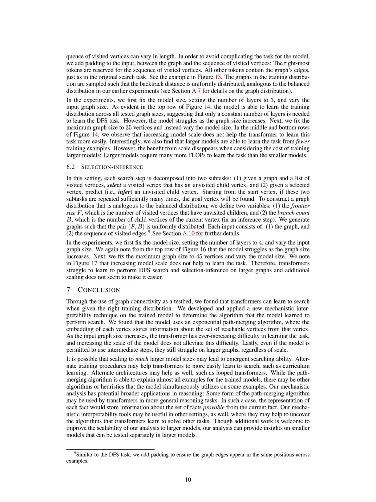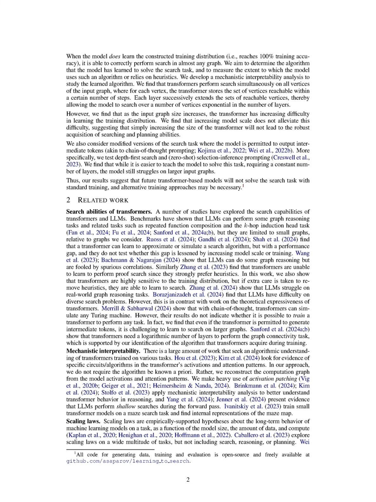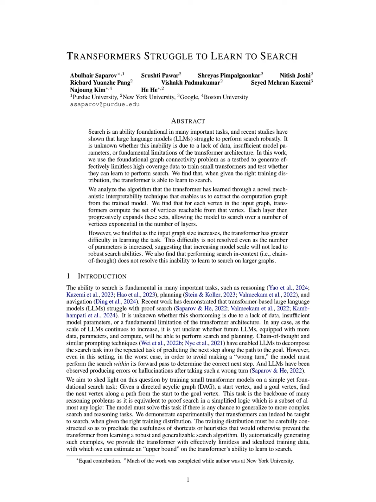During training, the transformer processes the input graph and, through its layers, simultaneously computes reachable sets of vertices, effectively extending these sets at each layer. The mechanistic interpretability analysis allows us to reconstruct the computation graph, revealing that the model performs path merge operations to combine reachable sets, thereby learning a robust search algorithm that can generalize to various graph sizes and complexities. This step-by-step approach ensures that the transformer not only learns to search effectively, but also retains the ability to adapt to unseen graph structures during evaluation.